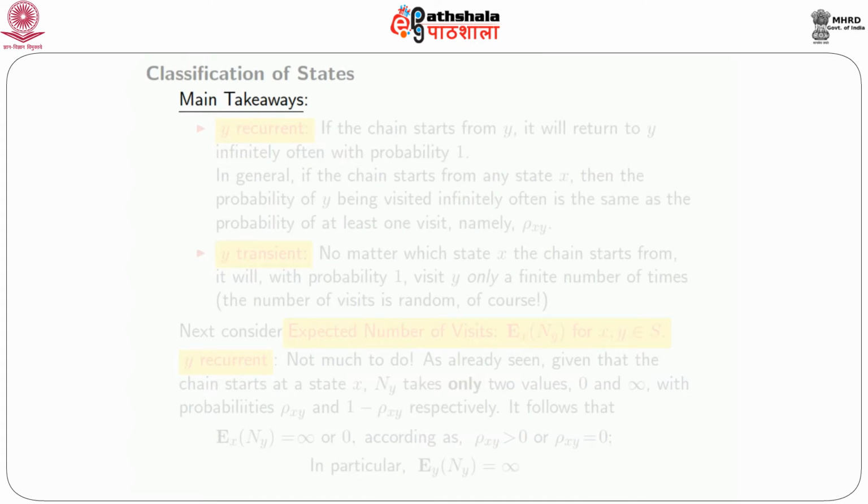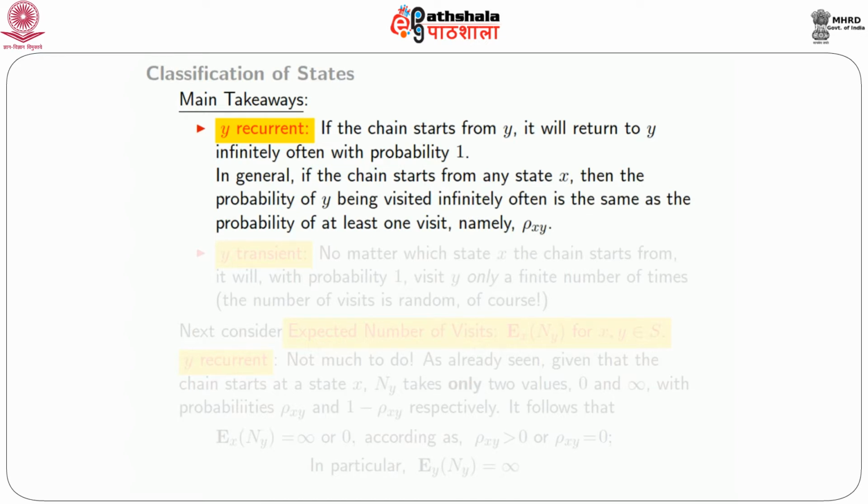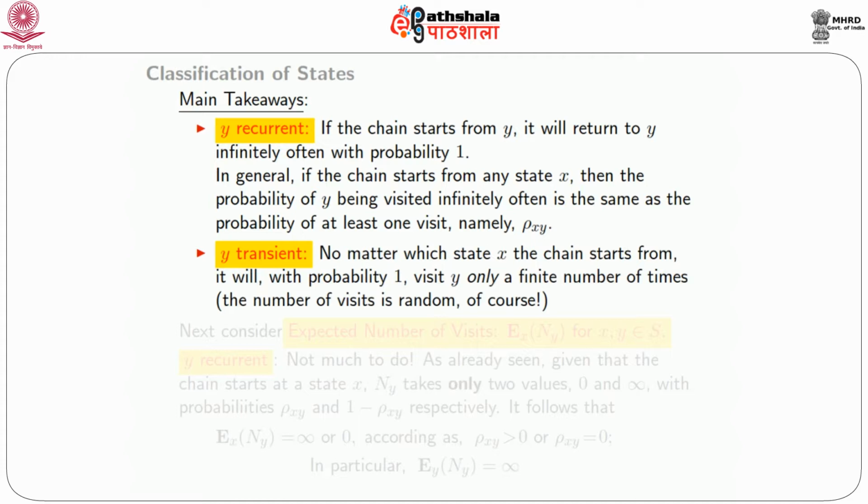Okay, so what are the main takeaways? If y is recurrent, then the following. If the chain starts from y, it will return to y infinitely often with probability 1. That's the first thing. In general, if the chain starts from any state x, and y is still recurrent, then the probability of y being visited infinitely often is the same as the probability of at least one visit, which is given by rho_xy. Suppose y is transient. Then, no matter which state x the chain starts from, it will, with probability 1, visit y only a finite number of times. The number of visits, of course, could be random. Okay, so these are the main takeaways from that little proposition.